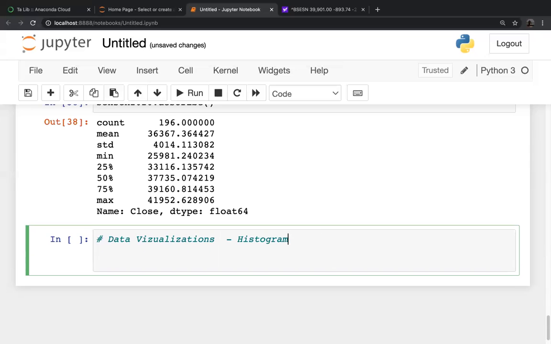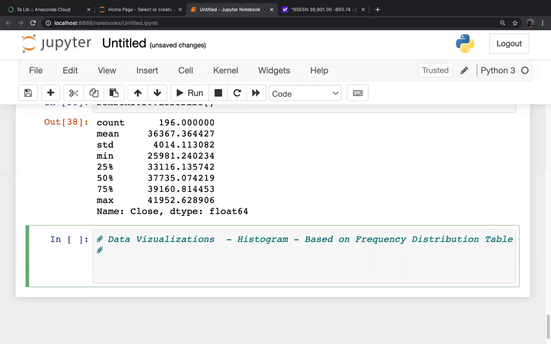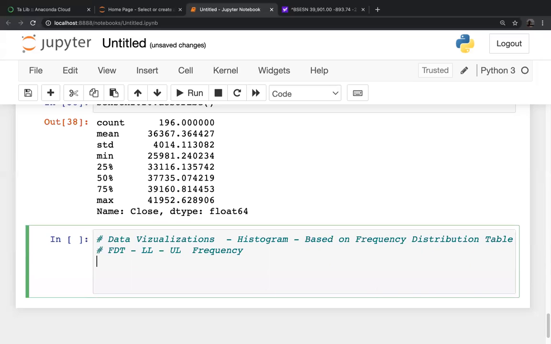So, histogram is based on a frequency distribution table. In high school days, you would have done a frequency distribution table. An FDT is nothing but you will have lower limit and upper limit, and then you calculate the frequency: how many observations will fall under that limit? So histograms are based on frequency distribution table.